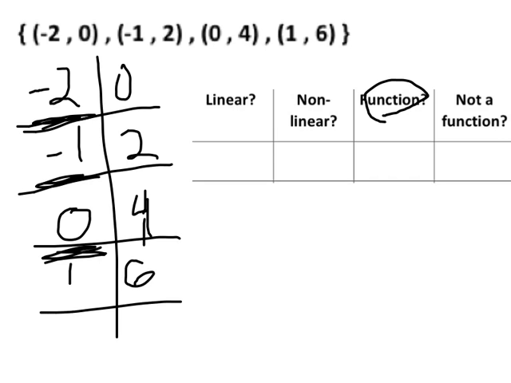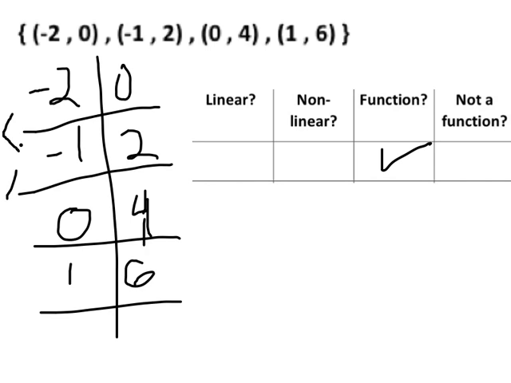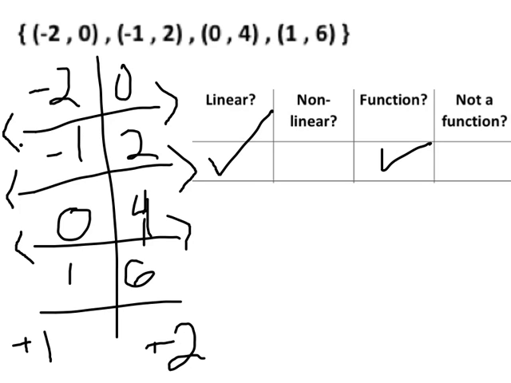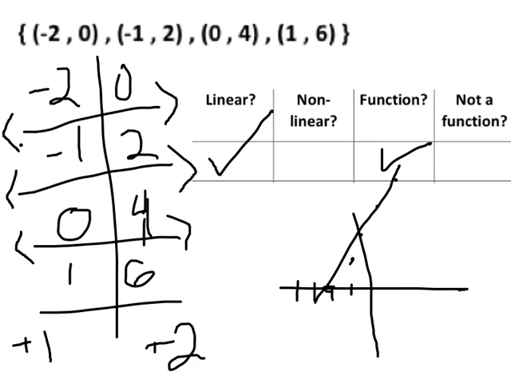But now let's ask ourselves, is this a line? So let's look at both sides of this table. On the left side of the table, I see that my x's are increasing at a constant rate, going up by 1. When I look on the right, I see that I'm increasing by 2. So again, it's increasing constantly. So is this a line? Yes, because it has a constant rate. I can also check it by graphing. You can go -2, 0, -1, 2, 0, 4, 1, 6, and you can see that this will form approximately a line. So it is linear and it is a function.